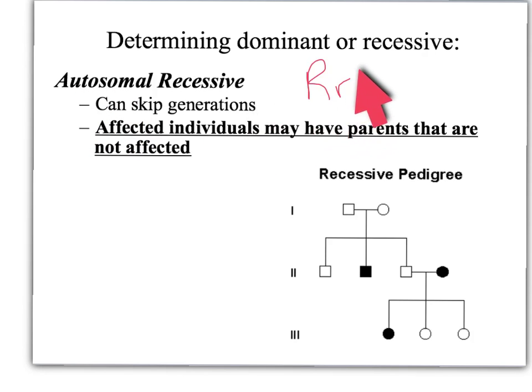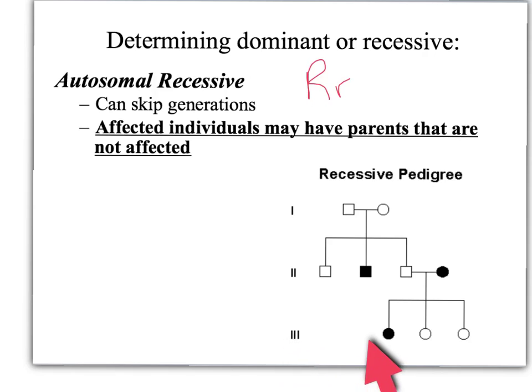That's referring to the fact that it's not on the X chromosome, right? It's not a sex-linked trait. We're going to look at the recessive ones first, because that's the easiest to look at. Important thing for you to write down, so I want you to make sure you're writing this down right now, is that autosomal recessive traits can skip generations, and affected individuals may have parents that are not affected. The easiest way to read a pedigree is to read it from the bottom up.